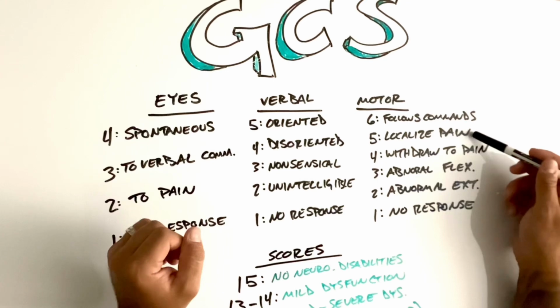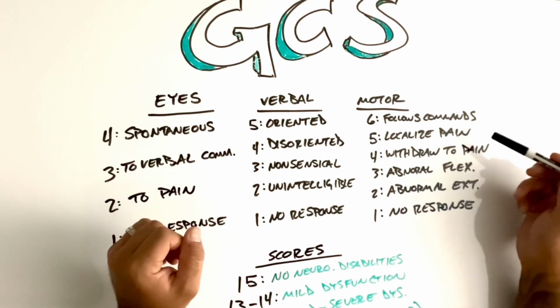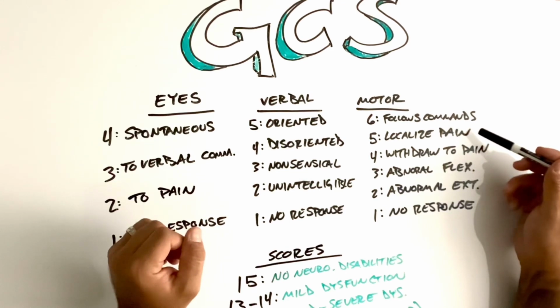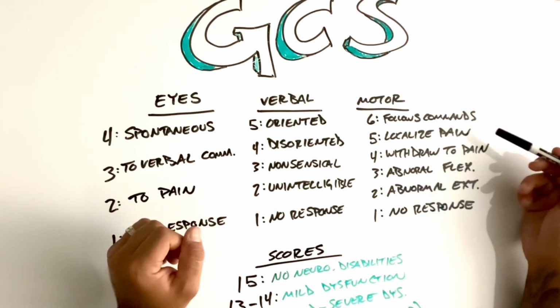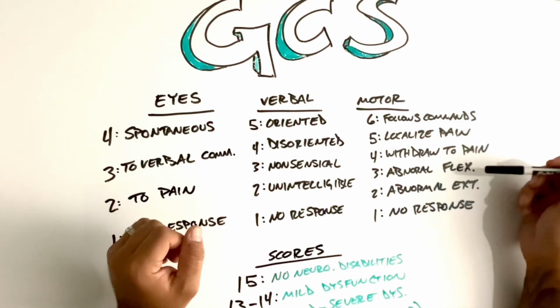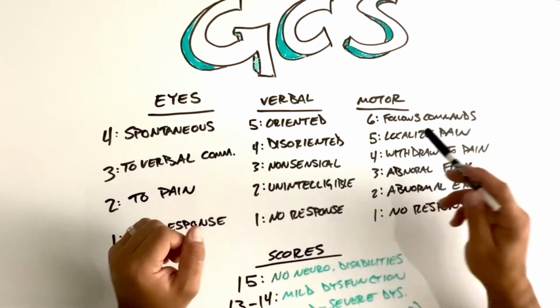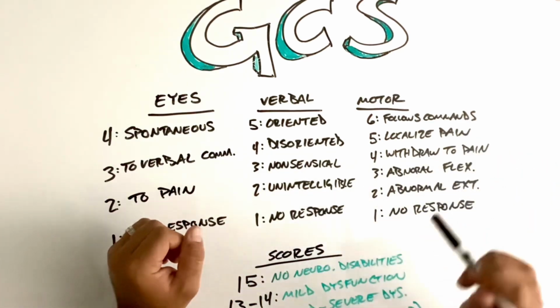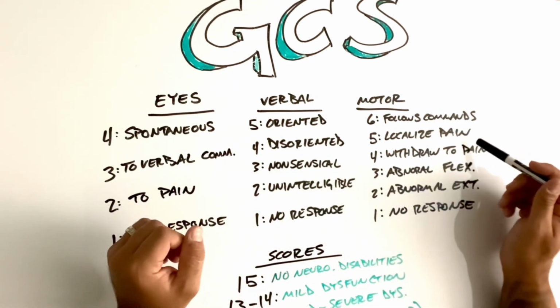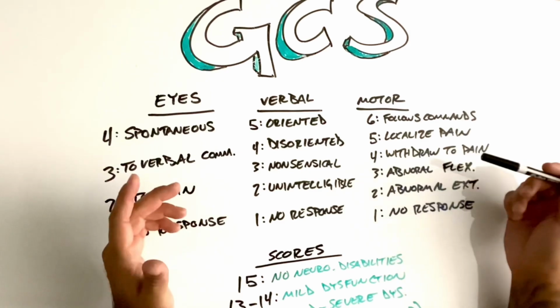Do they localize pain? Maybe they can't follow commands, but maybe they can tell you, can you feel which finger I'm grabbing? Do you understand which toe I'm grabbing? That's localizing pain. Do they withdraw from pain? Maybe they're not paying attention to you, but you do a Babinski reflex or something and they can withdraw from the pain even if they're unconscious.